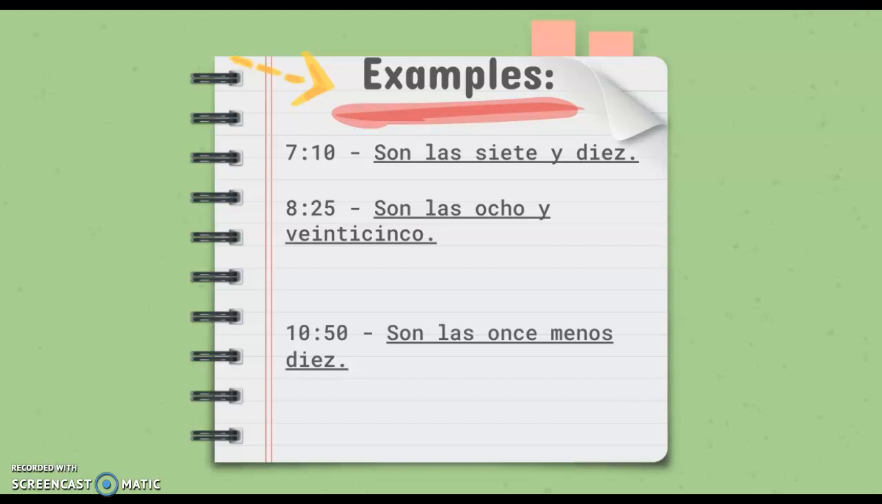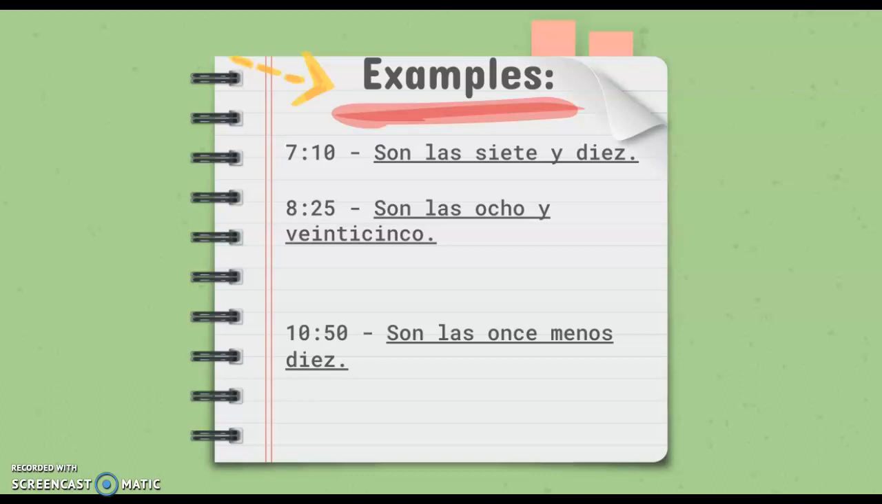If I wanted to say it is 10:50, I'm going to first look at my hour. The hour is 10 o'clock. So remember, I have to go up to the next hour. So what is the next hour? It's 11, so we are going to write 11. So we'll say son las 11. Then we're going to say minus or menos. And then we are going to subtract from that hour. So there's only 10 minutes left until it reaches 11. So we are going to say son las 11 menos 10.